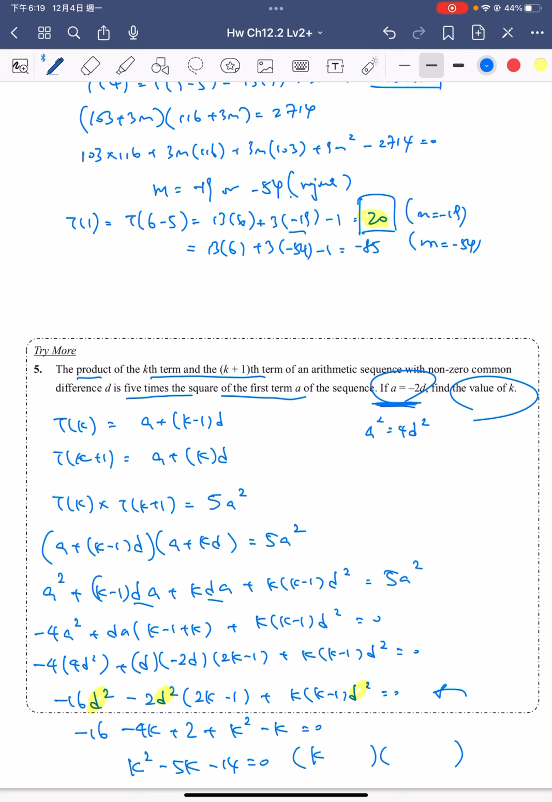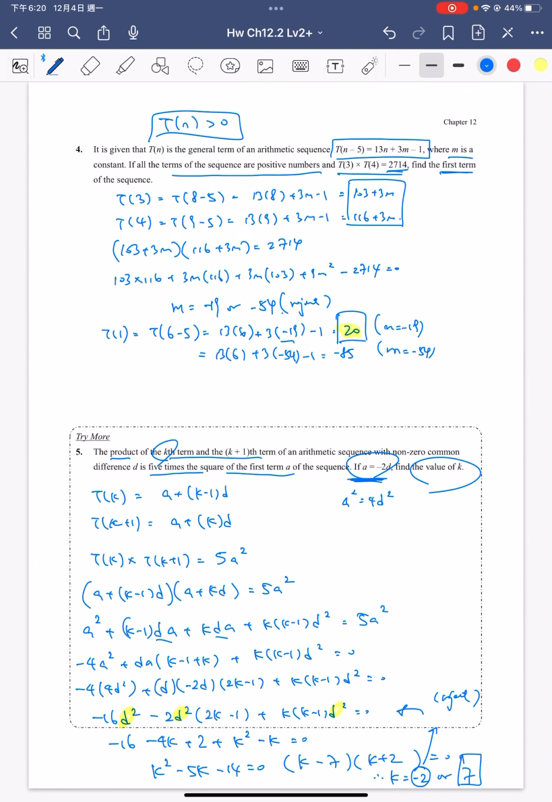We have (k minus 7)(k plus 2) equal to 0. So now we have k equal to negative 2 or 7. So double check if there's any constraint for k. k is the term number, so how can it be a negative number? So negative 2 is going to be rejected. So our final answer is that k should be equal to 7.